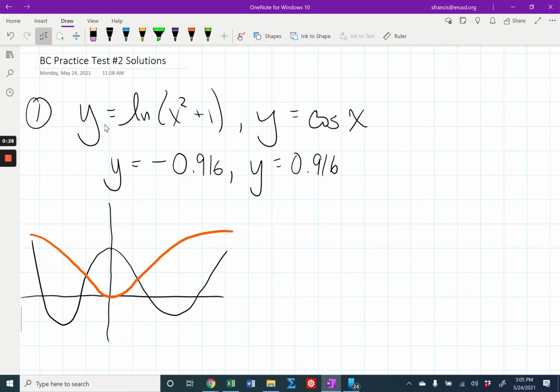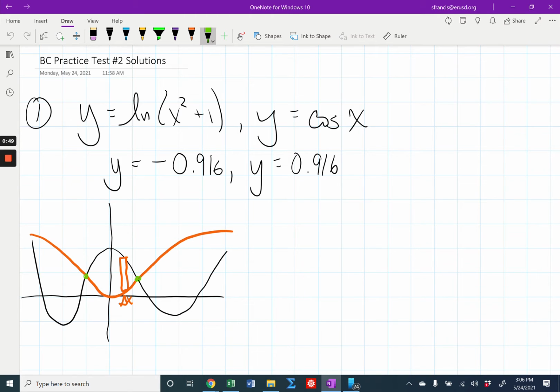Okay, so the red graph is the natural log graph, the black is cosine. This is the region here, and so if we were to sketch this out, it's top minus bottom, so it's going to be cosine minus the natural log function. We do need the points of intersection for the two curves, and you could use a calculator for that one.